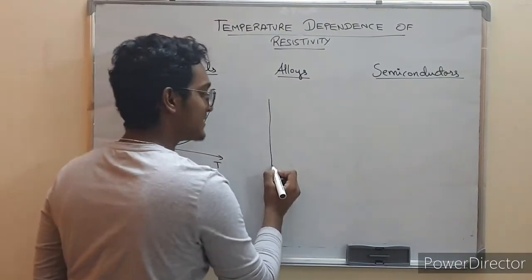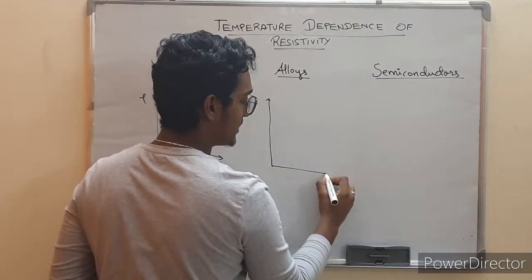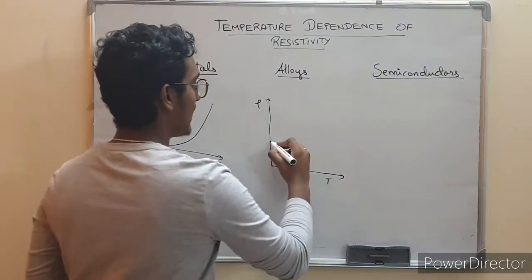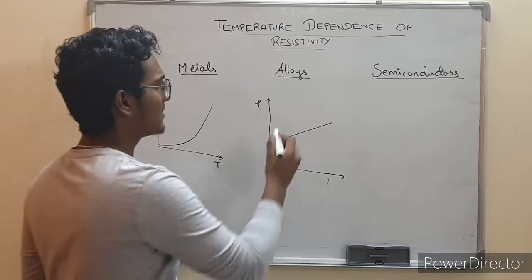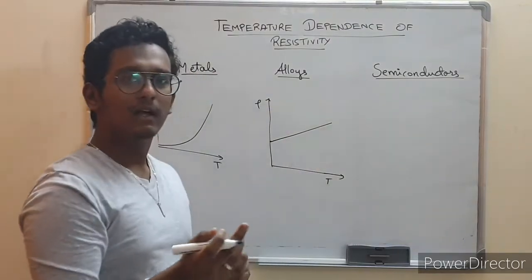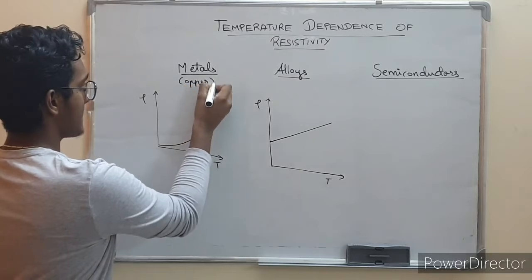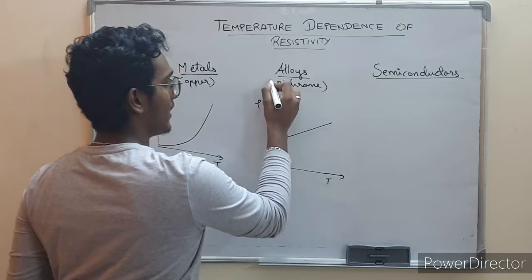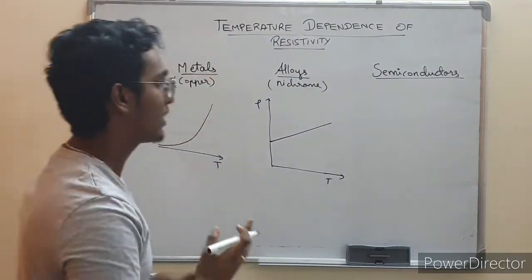For alloys, it still increases, but it's not an exponential increase, it's just a linear growth. It starts from a certain value and it increases in a straight line. This is for alloys. The examples of these could be brass, and an example of a metal here is copper. Here I'm writing nichrome. And semiconductors is the different one.